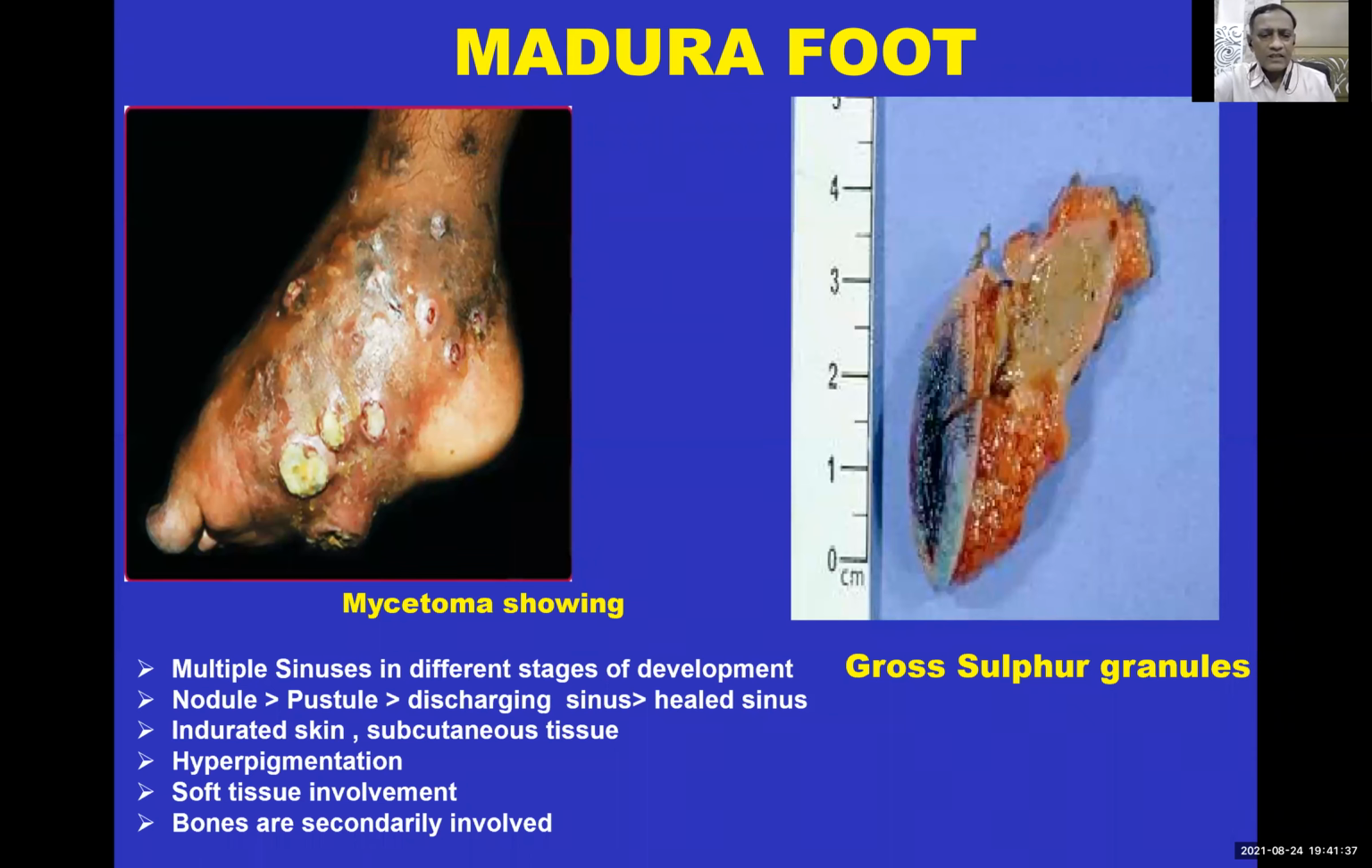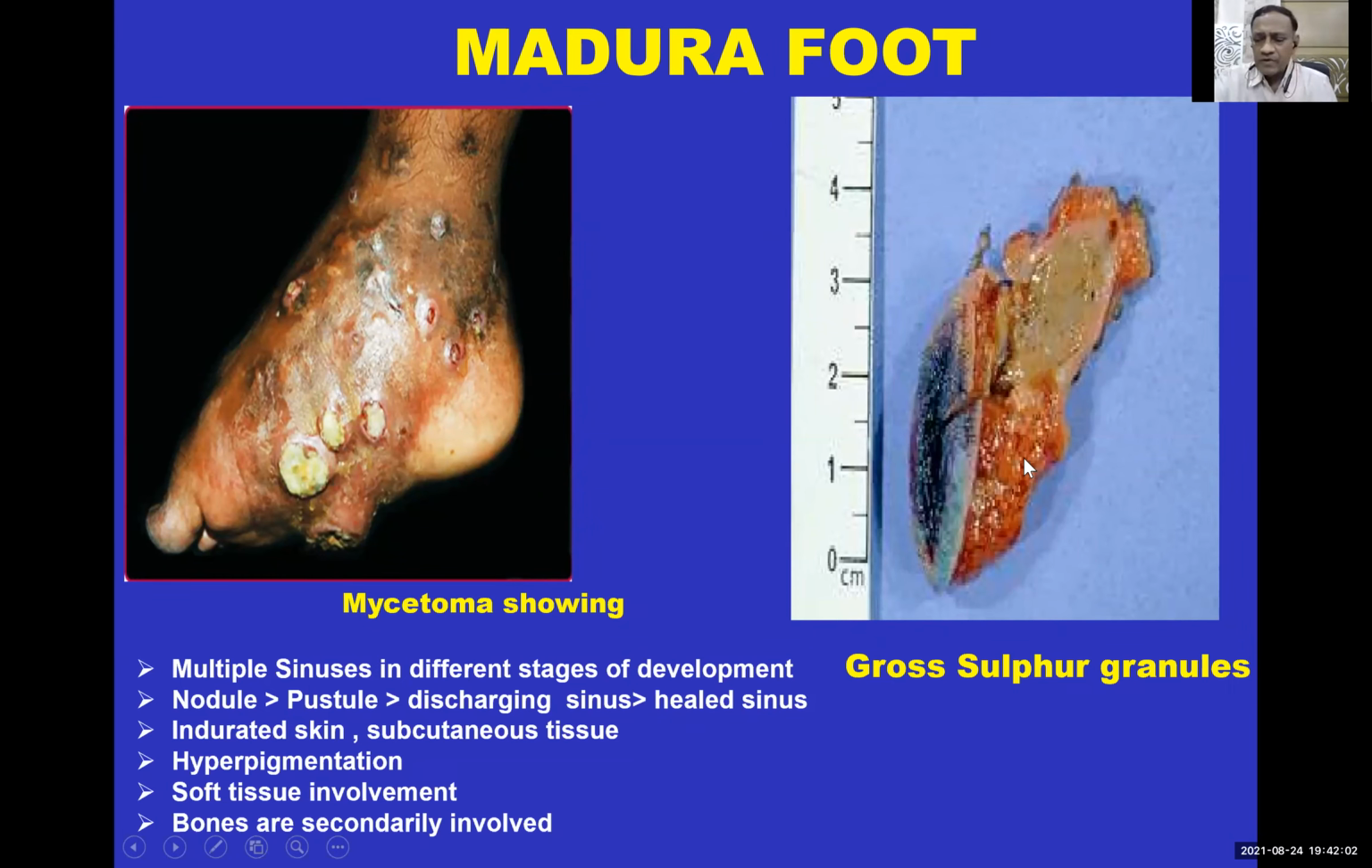The skin in between is indurated, and induration is also seen in the subcutaneous tissue. The skin is hyperpigmented because it is a chronic condition. Basically, it is a soft tissue involvement, and if it is not treated early, then the bones are secondarily involved. This is another specimen showing the sulphur granules.